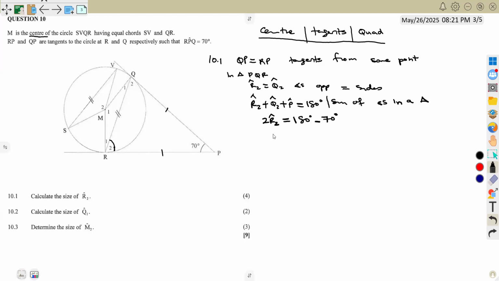Then R2 will be equal to this divided by 2, dividing by 2 on both sides. So we get R2 equal to 55 degrees. After getting 180 minus 70, we get 110. 110 divided by 2 becomes 55 degrees. And this also becomes 55 degrees.